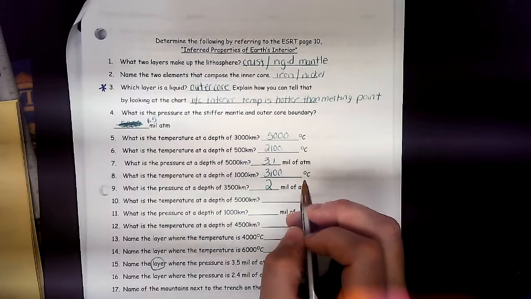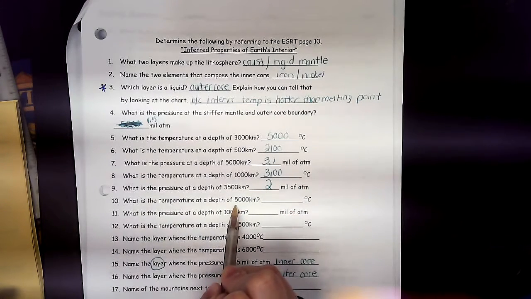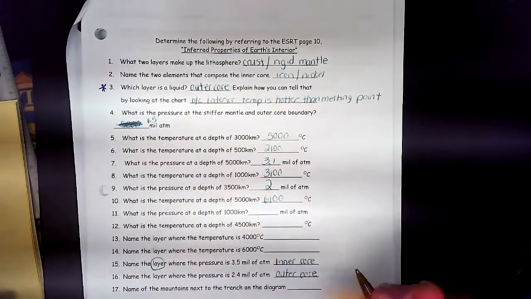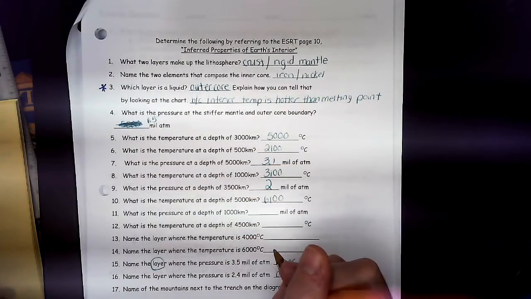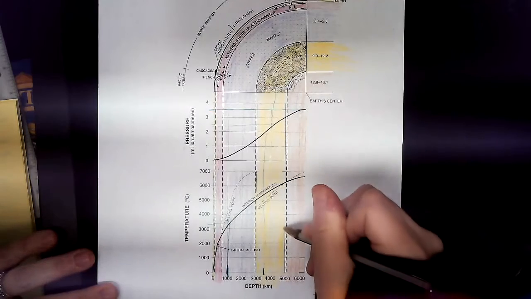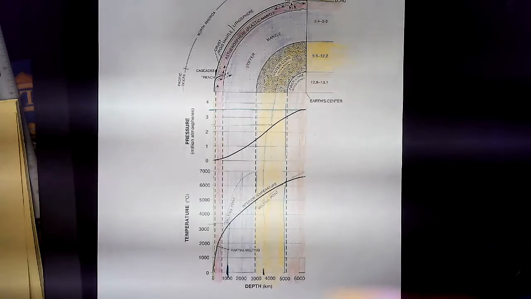Temperature at a depth of 5,000. Did you say 6,100? 300? Okay, let's look. So we go to 5,000. What did we say? 6,100 works, 6,200 works, 6,300 is fine, as long as you were smaller than 6,500, because you can see it's definitely smaller than halfway. They are going to be a little lenient like that. So you're okay. How about the next one?